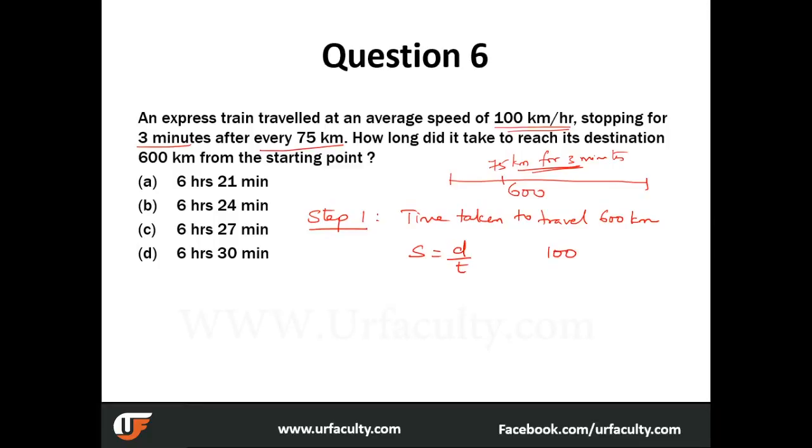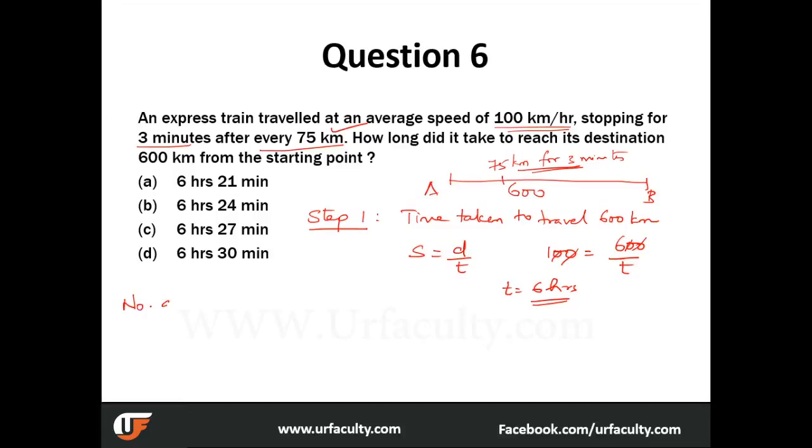It's 100, and distance 600, and time, that's what we need to find out. So the answer is time is equal to 6 hours. So for the train to travel from point A to point B is 6 hours, but it is stopping at every 75 kilometer. So how do we find out the number of stoppages?